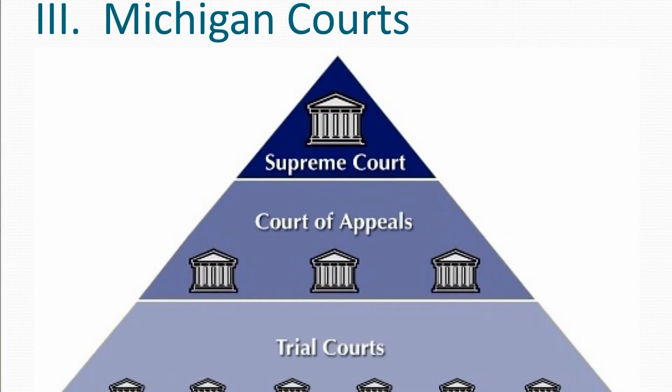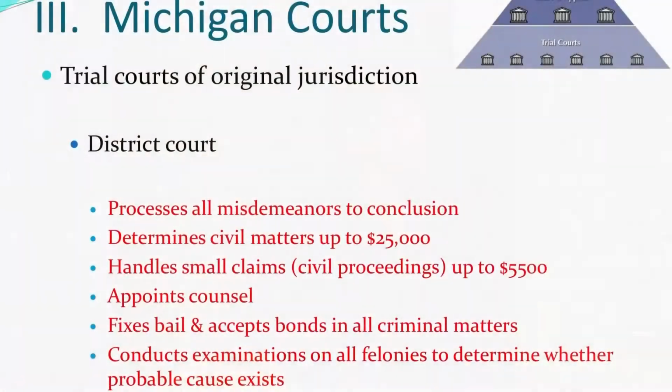Michigan courts. Well, federal courts and state courts have the same 3 tiers. So just like before, we've got our trial courts of original jurisdiction, we've got the Court of Appeals, and we've got the Supreme Court, right? So let's begin with the trial courts of original jurisdiction in Michigan.